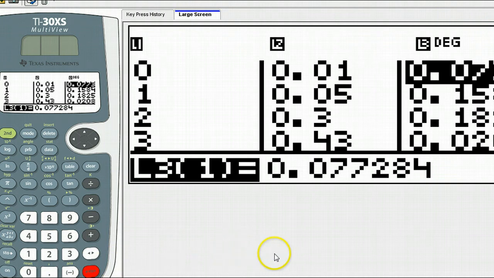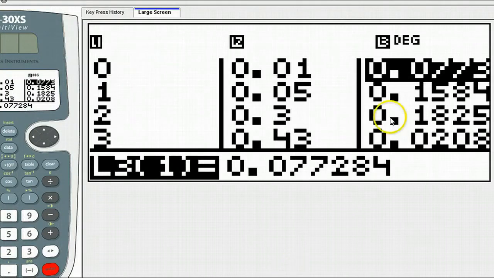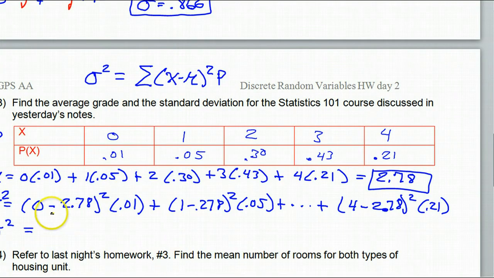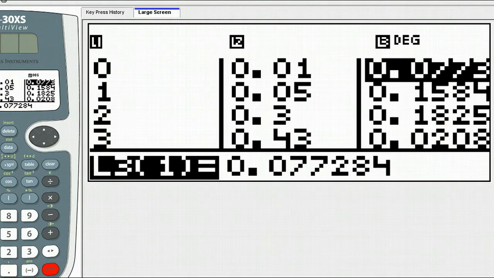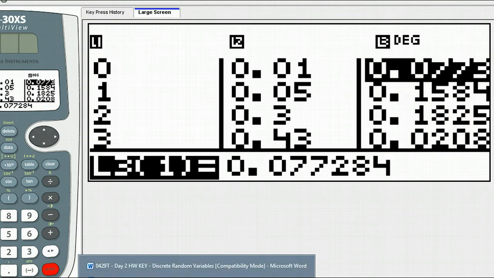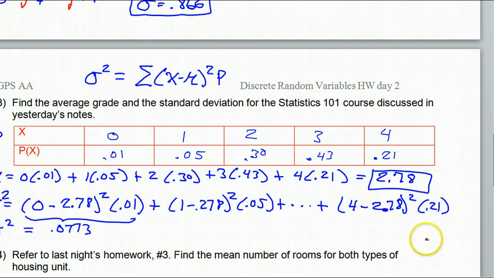If I hit enter, let me see if I can move this screen over here a little bit. Each one of these numbers, like this 0.0773, that is this right here. Just so you understand, each one of these things that we're supposed to add is one of the numbers in this list. And of course, we are supposed to add them all up. That's what this means.